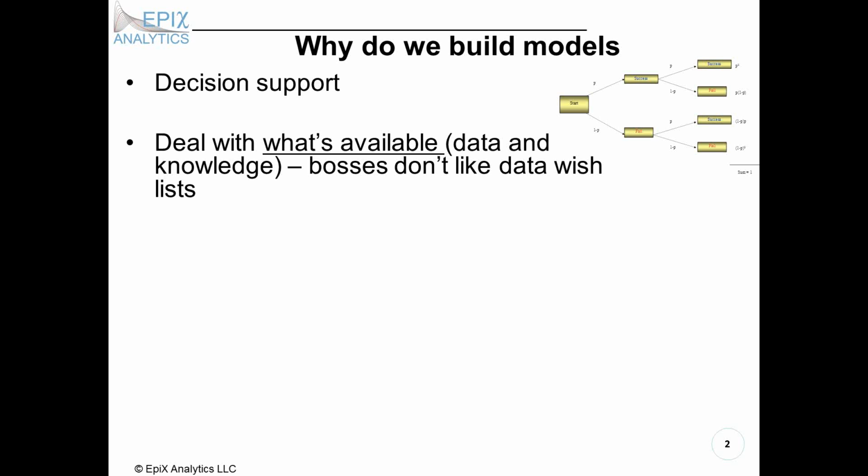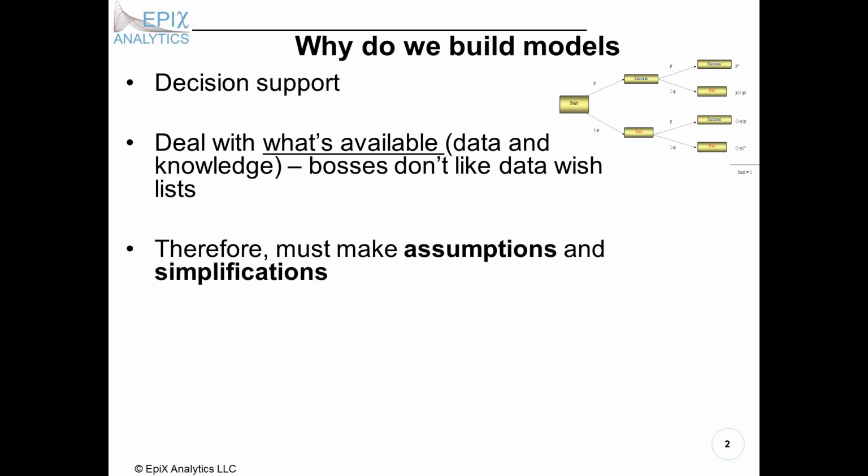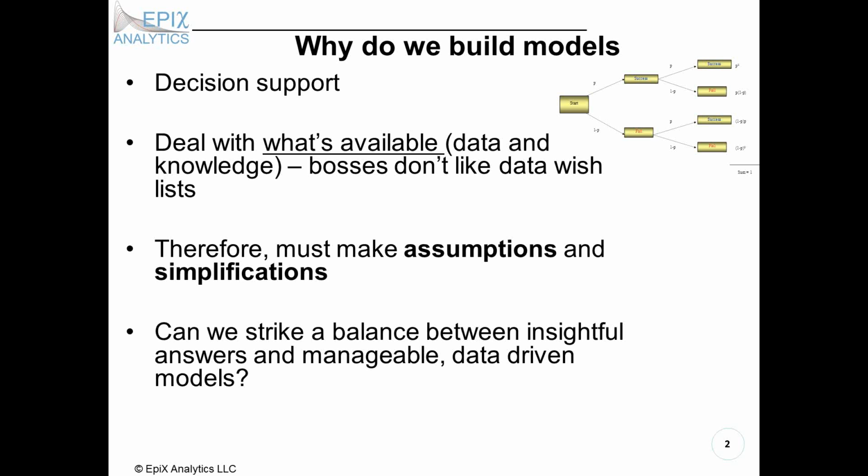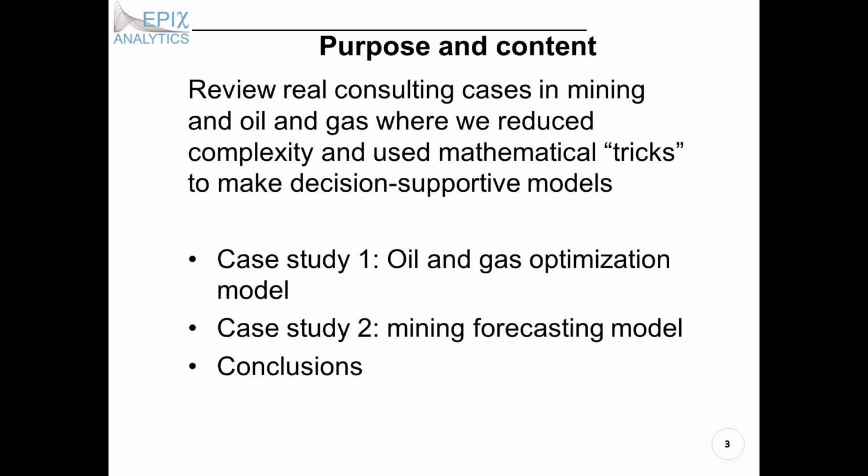We cannot have a wish list of data. Therefore, a key aspect of successfully building a model that informs a decision is to be able to make assumptions and simplifications while still trying to strike a balance between insightful answers and manageable data-driven models. So how can we do that? How can we strike that balance between having a model that is driven by data and is simple enough so it can be used and is manageable?